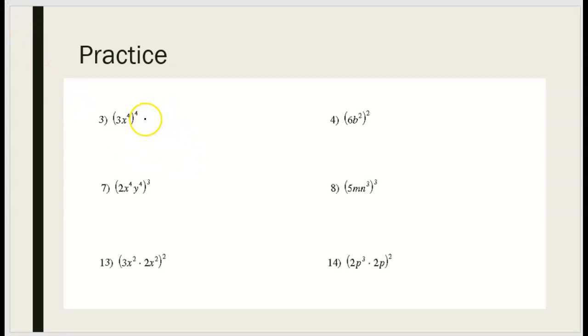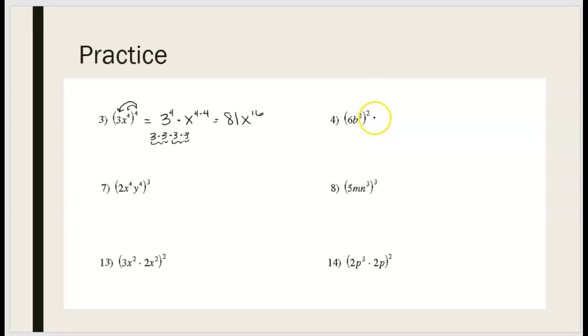Okay, so let's see what you did. Remember, this exponent is going to apply to the 3 as well as the x to the 4th. So this is 3 to the 4th times x to the 4 times 4. 3 to the 4th power would be the same thing as 3 times 3 times 3 times 3, which is 9 times 9, which is 81. X to the 16th. Okay?